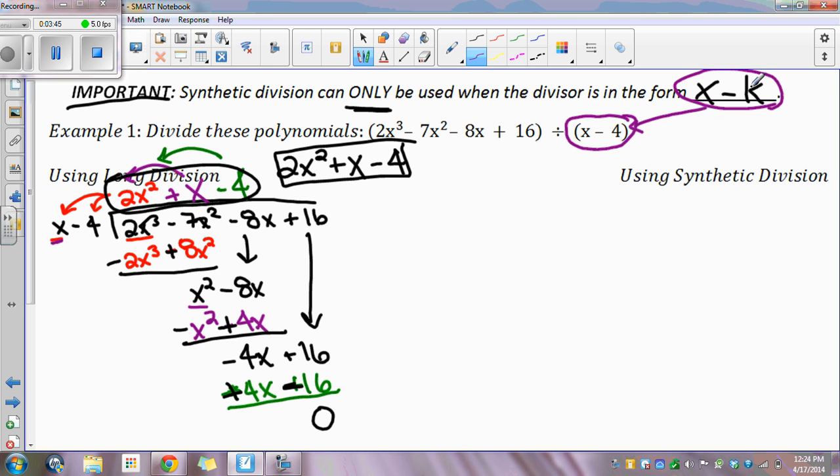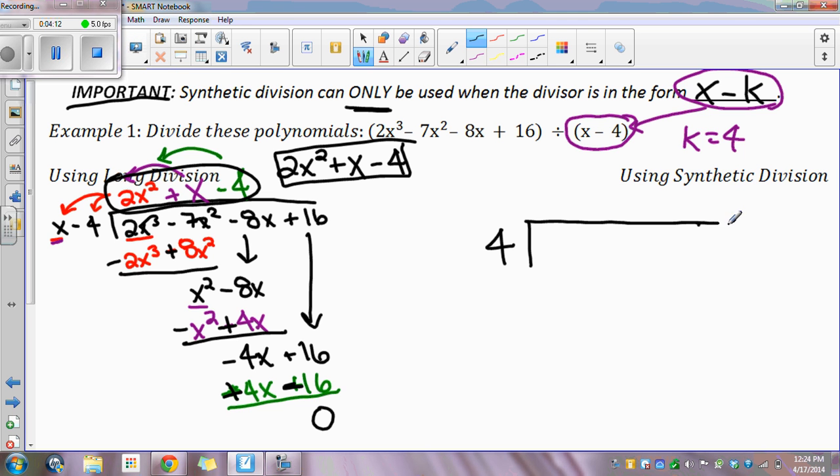It makes sense because divisor, that's what we're dividing by. And you'll see that it's in this form, right? We have the x and we have the minus symbol. And so that means k is 4. Now when we set up synthetic division, k comes first. We're always looking for k because that goes on the outside of our division problem, our long division problem.